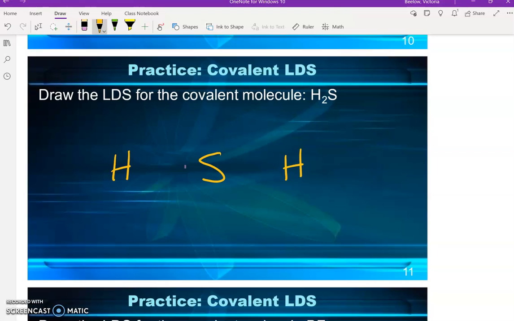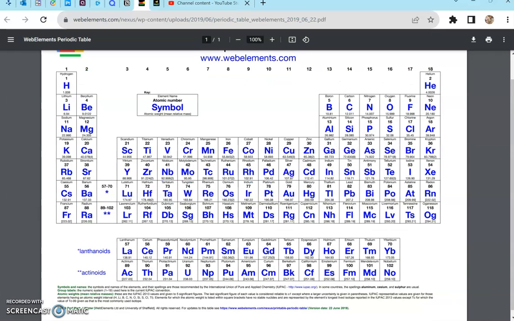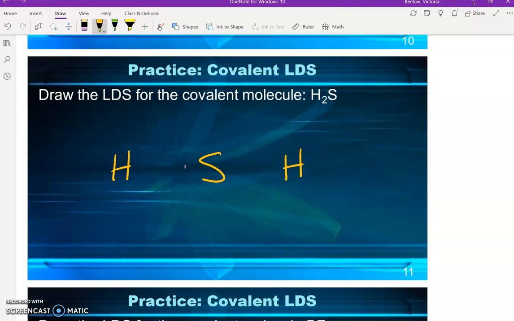So again, you want to put the element that is by itself or you only have 1 of in the center, and then you want to put other elements around it, especially hydrogens. So I'm putting a hydrogen on either side to make it symmetrical. Next, we're going to draw in our valence electrons. So sulfur is in group 16 on the periodic table, so we're going to draw 6 valence electrons around it. 1, 2, 3, 4, 5, and 6.